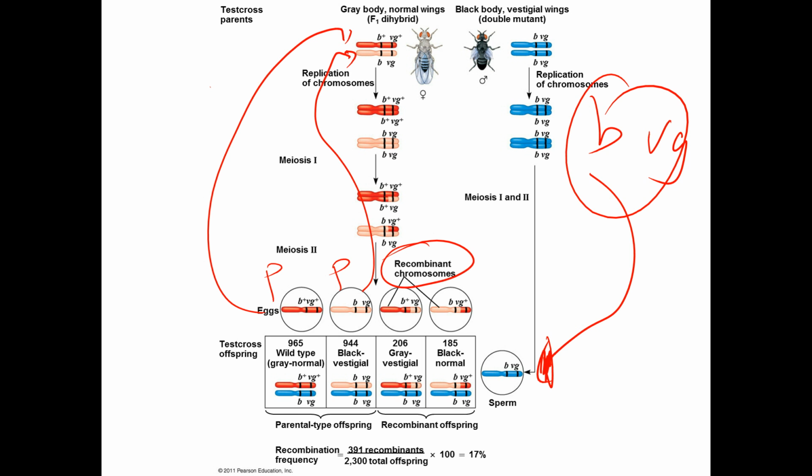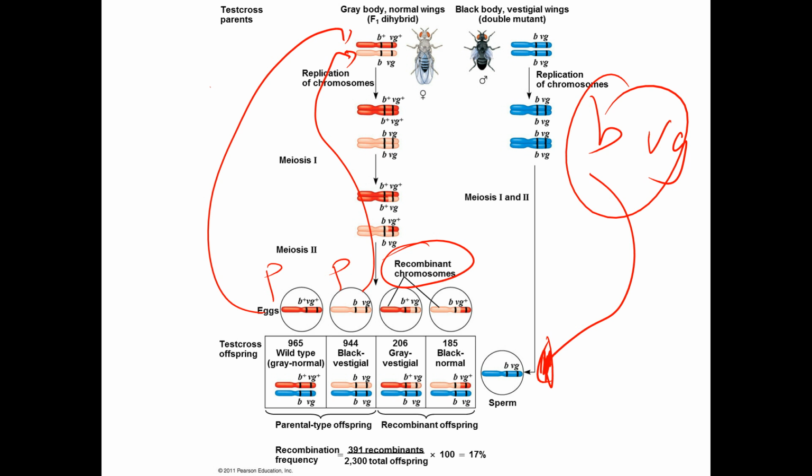These are recombinant, because you have gray body, vestigial, and black body, normal wing. Those are recombinant gametes, recombinant chromosomes. So here, at the end of this test cross with this black-bodied, vestigial-winged fruit fly, you end up with 965 wild type, 944 black vestigial, 206 gray vestigial, and 185 black normal.